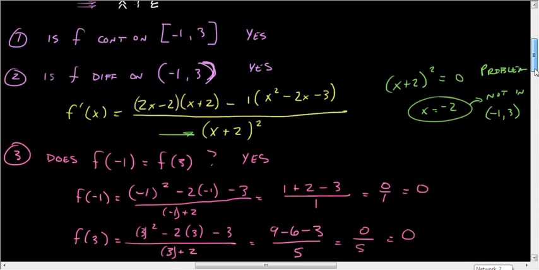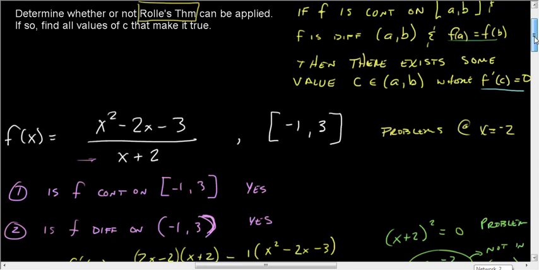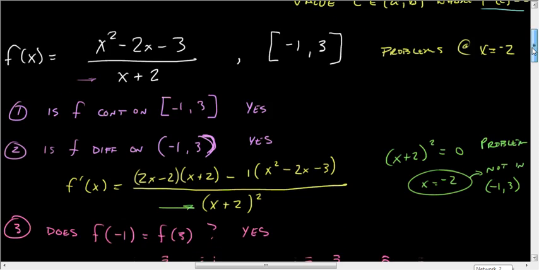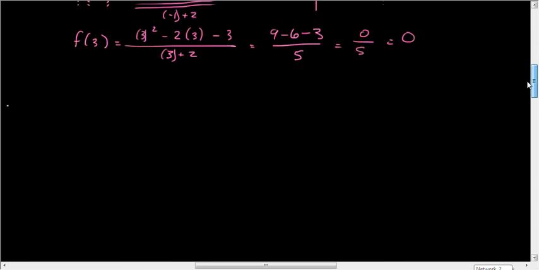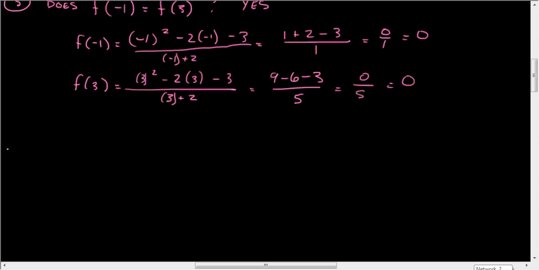All right, first question. Determine whether or not Rolle's theorem can be applied. It is continuous on the closed interval, it is differentiable on the open interval, and the y values of the endpoints are the same. Now we can go ahead with it. So all of that implies that there is a value x equals c.